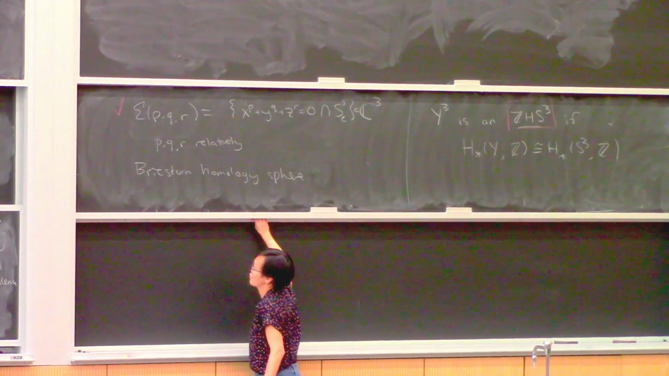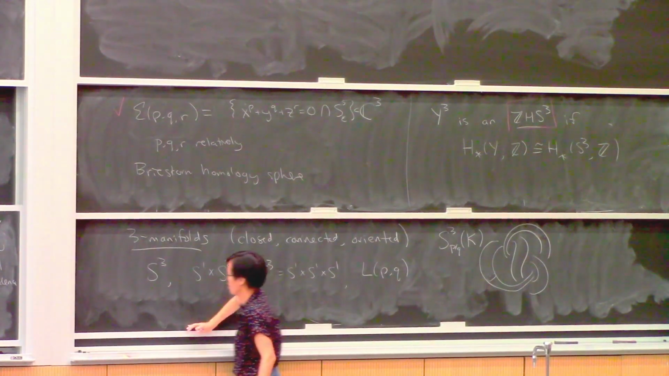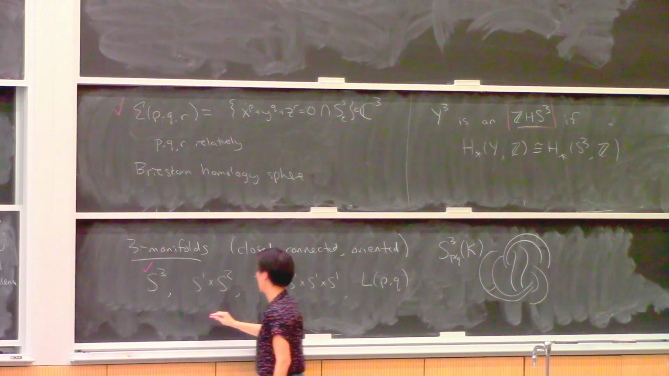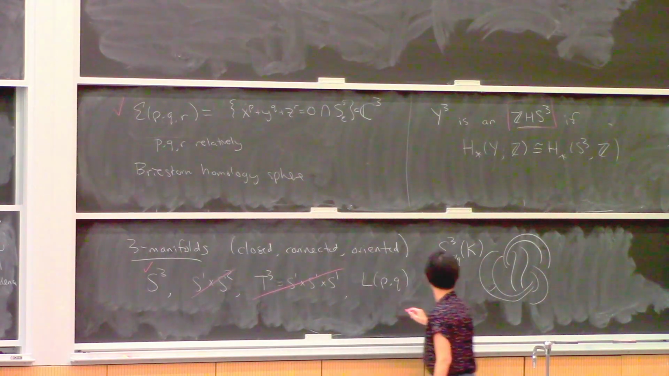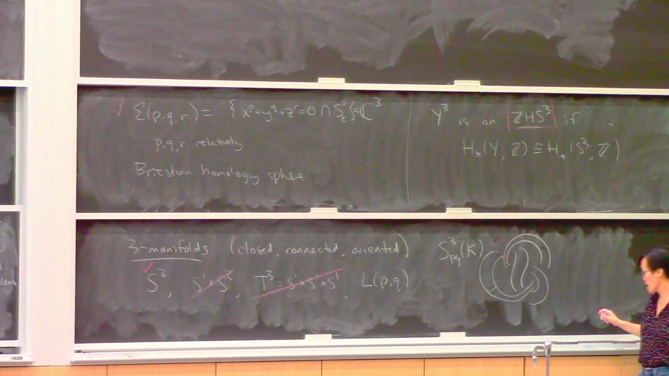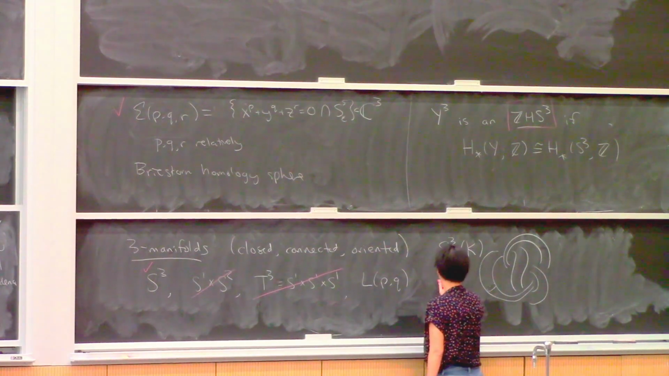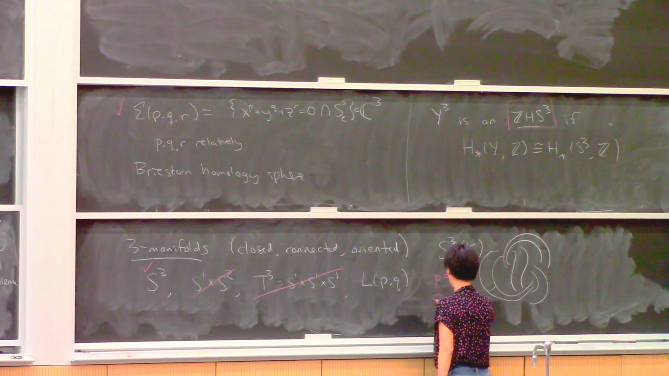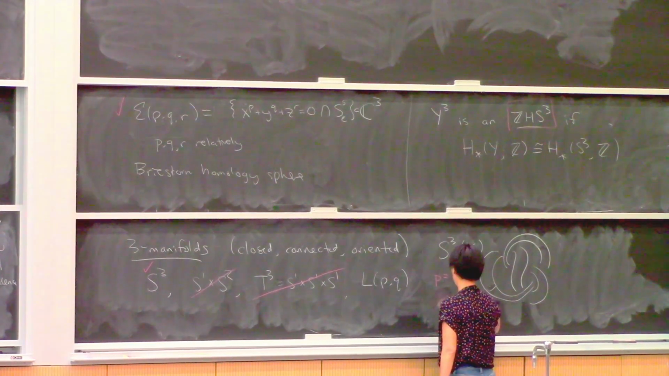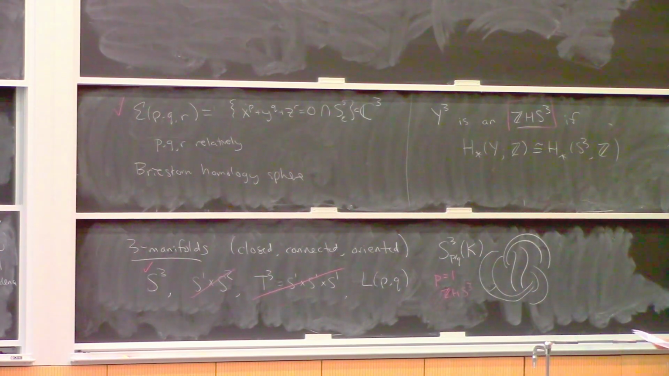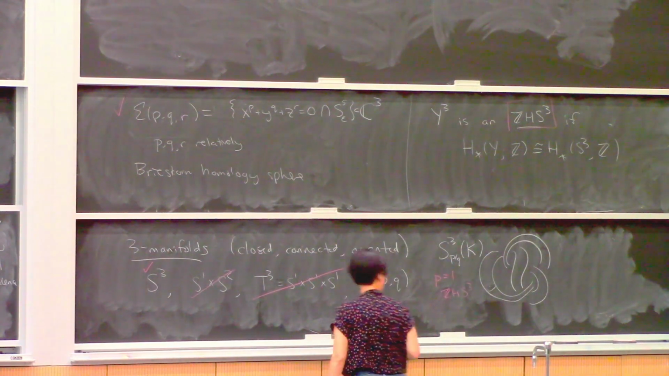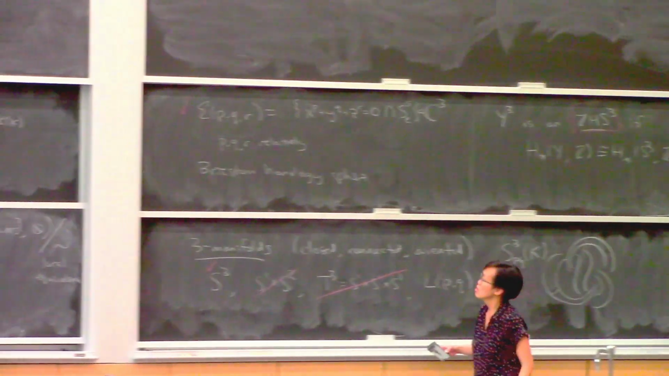Maybe the very first example of an integer homology sphere should be the 3-sphere itself. So this is an integer homology sphere. This is not an integer homology sphere. This is not an integer homology sphere. Surgery on a knot: if p equals 1, then this is an integer homology sphere. Okay. So we're just going to study integer homology spheres. I've given you some examples.